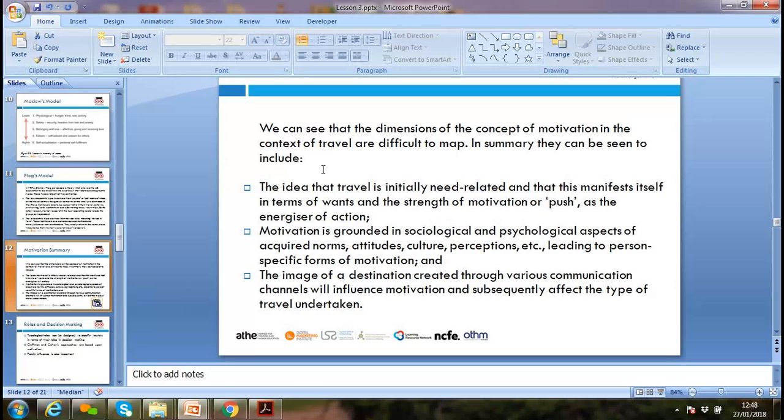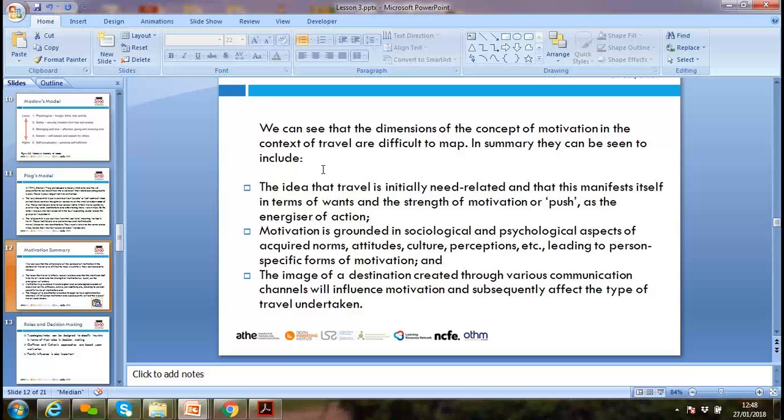We can see that the dimensions of the concept of motivation in the context of travel are difficult to map. It's very difficult because different people and different cultures have different needs. But we can focus more on the Maslow model of needs. The Plog model we can use as well.